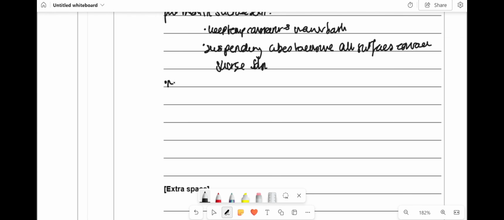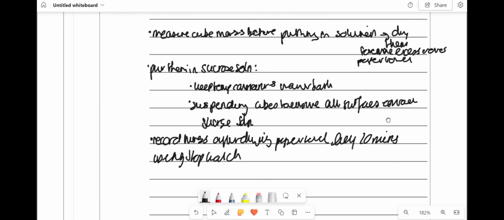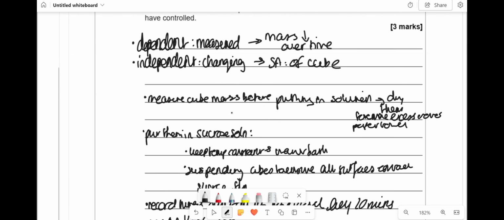So then record mass after drying as well, like before with a paper towel, every 20 minutes using a stopwatch. And that's it. Like every experiment in the universe, you should look at the dependent and independent variables, but not just the overall experiment, as in what you're actually doing and measuring yourself. We're not looking at osmosis directly. We're seeing how mass changes to then conclude what could happen with osmosis.